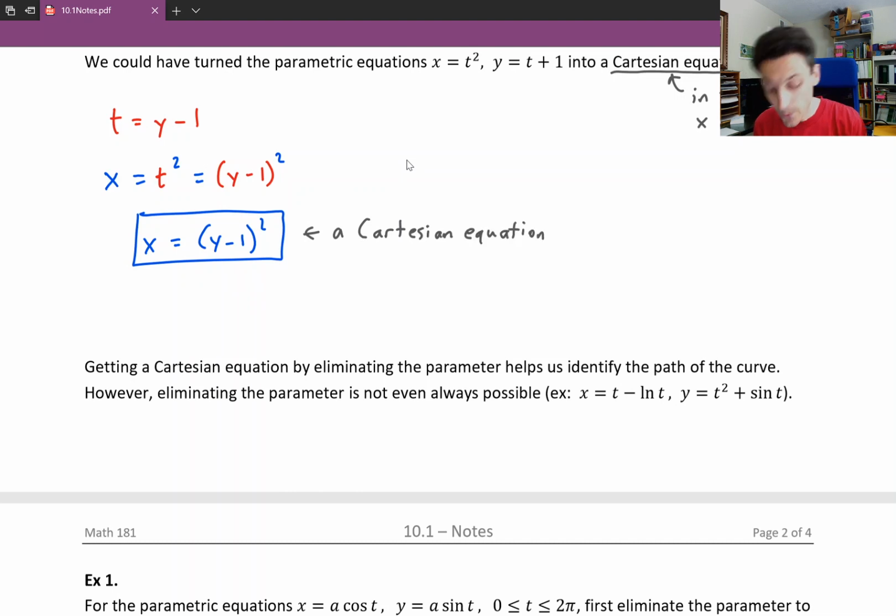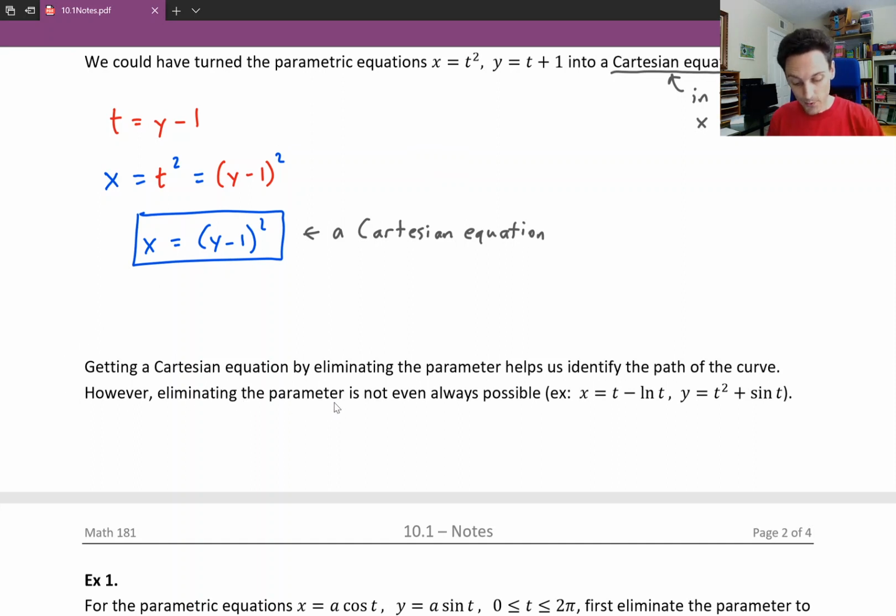Notice that it's a familiar Cartesian equation. It's the equation of a parabola that's opening to the right with a vertex of 0, 1. It's shifted up by 1. And that's exactly the curve that we got when we plotted our points. Now, getting a Cartesian equation by eliminating the parameter can definitely help us identify the path of the curve. If we eliminated the t and we got this Cartesian equation, we could say, I know exactly what kind of a path the parametric equations are going to follow if they're graphed.